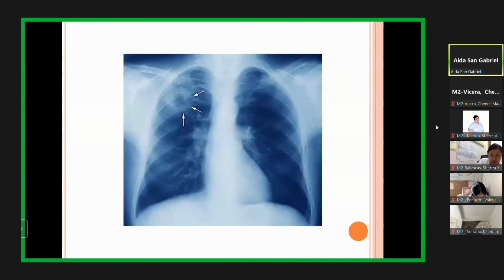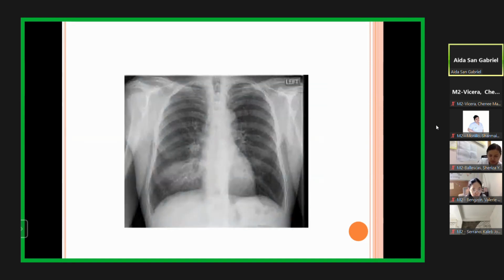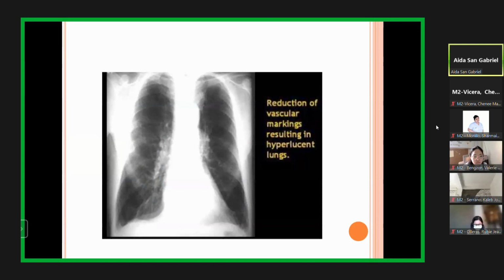Okay, this X-ray here shows the presence of lung abscess, on the right upper lung. Okay, where the arrows are pointed, that's a lung abscess. This one here is an X-ray showing pneumonic consolidation on the right base. Okay, that density, that whitish area there on the right lower lung field signifies the presence of a pneumonic consolidation, pneumonia.